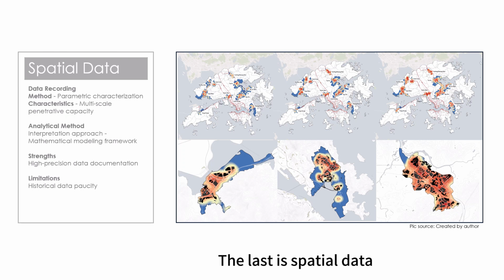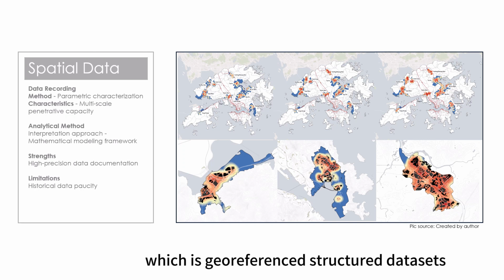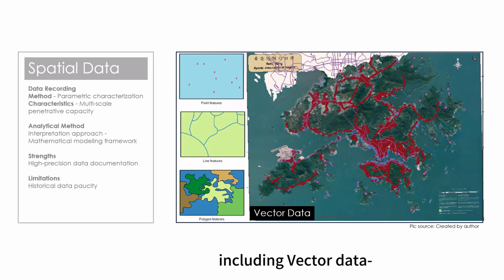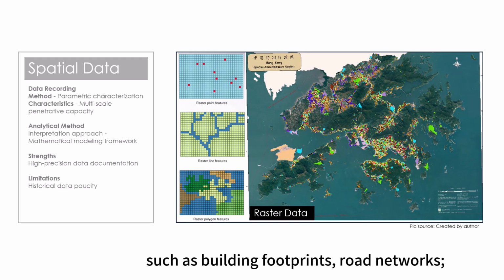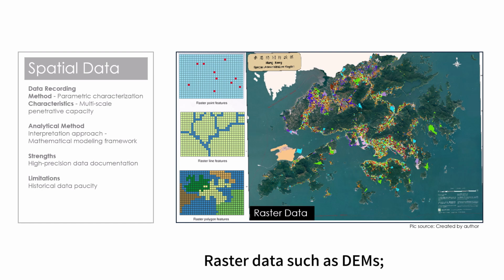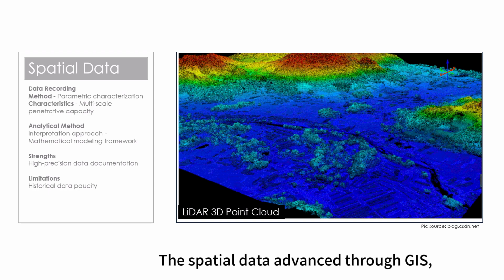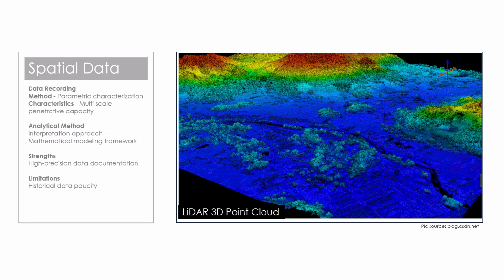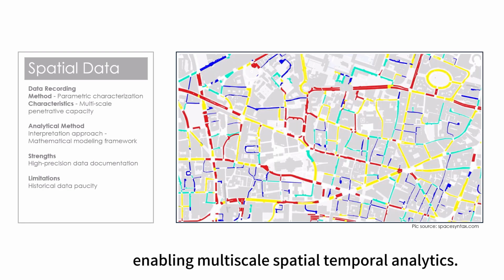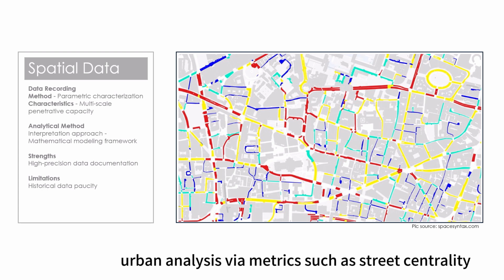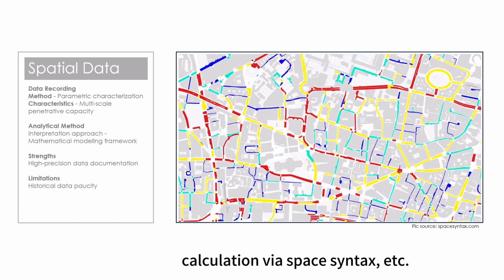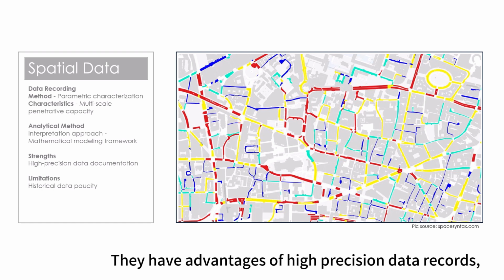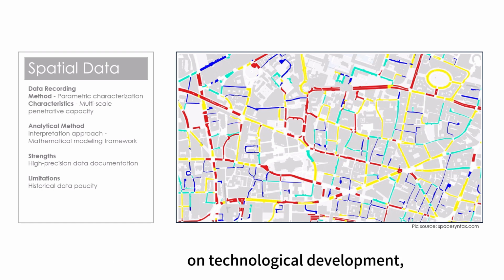The last is spatial data, which is georeferenced structured datasets encoding spatial information, including vector data, such as building footprints, road networks, raster data, such as DEMs, and LiDAR point clouds, etc. The spatial data advanced through GIS, 3D laser scanning, and spatial databases, enabling multiscalar spatiotemporal analytics. They can support quantitative urban analysis via metrics such as street centrality calculation, via space syntax. They have advantages of high-precision data records. While due to the time constraints on technological development, there is scarcity of historical datasets.